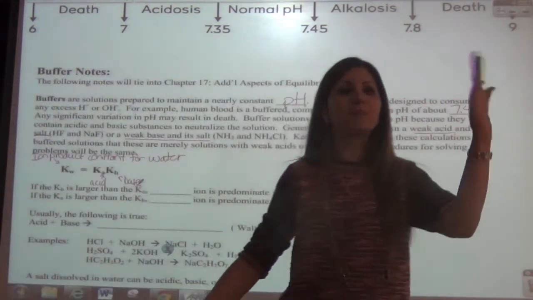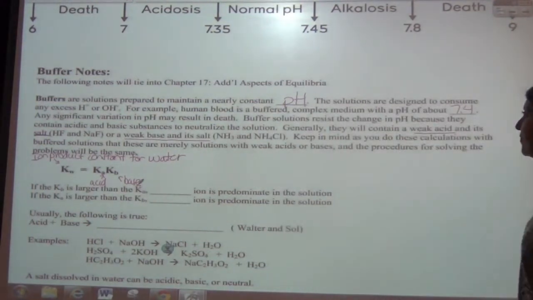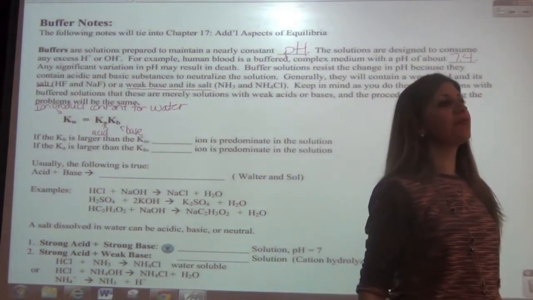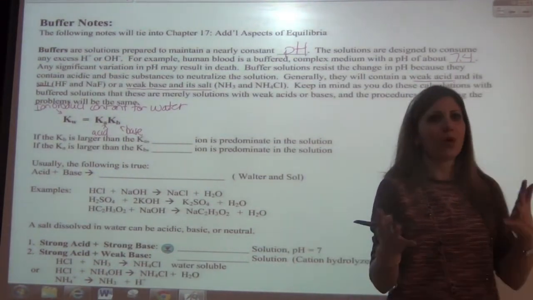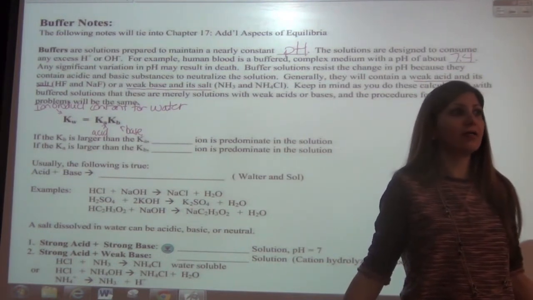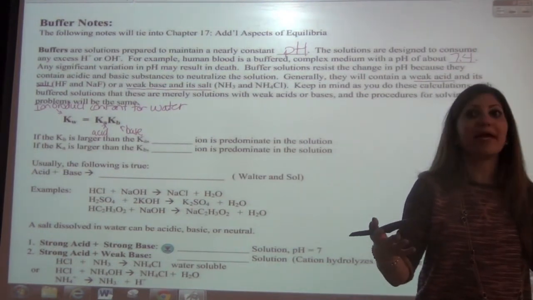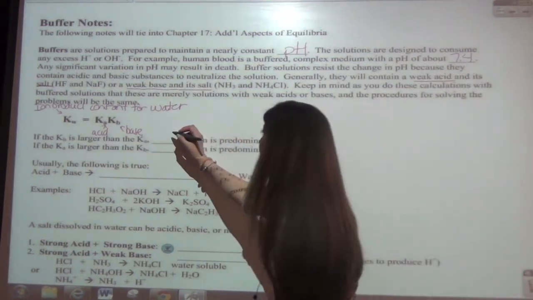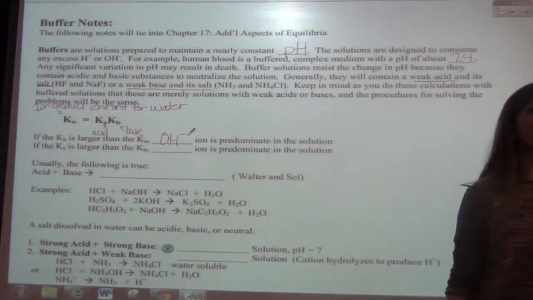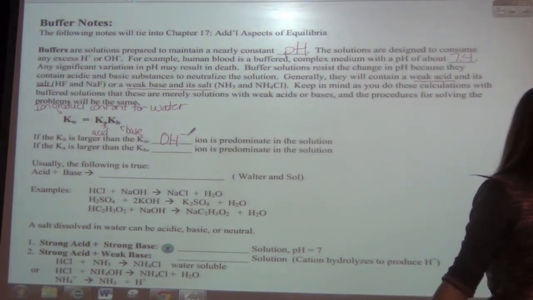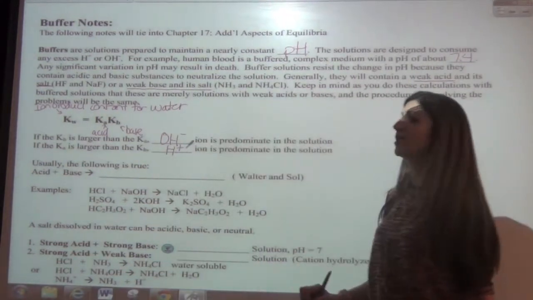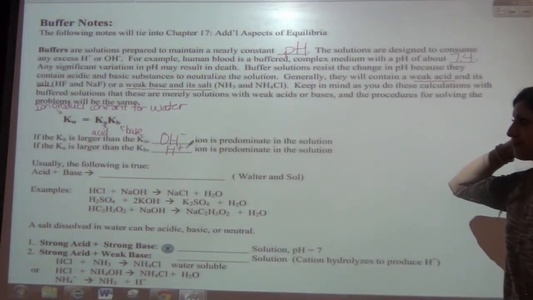It's still that idea of products over reactants for each one. If your Kb is larger than your Ka, what ion do you think is more prevalent inside of your solution? If your Kb is higher, what do you mean by base? I heard OH. Perfect. The hydroxide concentration is higher. And if your Ka is larger, we could call it hydronium, but we're just going to call it hydrogen, or the H plus ion is going to be predominant in the solution.